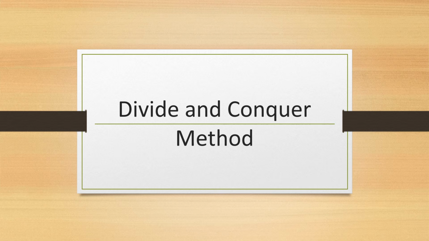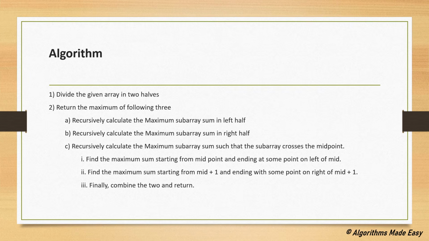In this method, we will divide our problem into subproblems, find the solution to these subproblems, and merge the solution while traversing back to reach the final solution. Here is the algorithm. This is a recursive solution wherein we would divide the given array into two halves and return the maximum of the following three. First is the left half, second is the right half, and third is the cross sum.